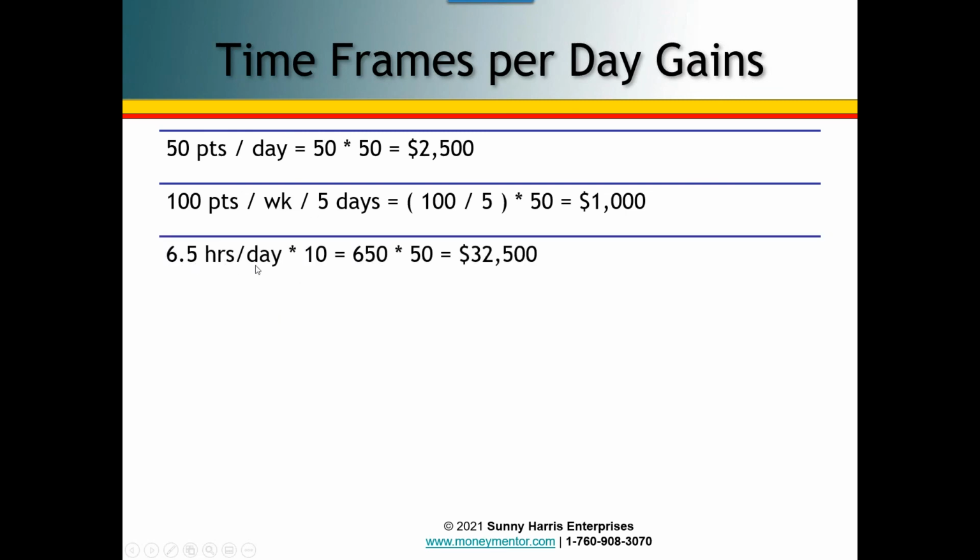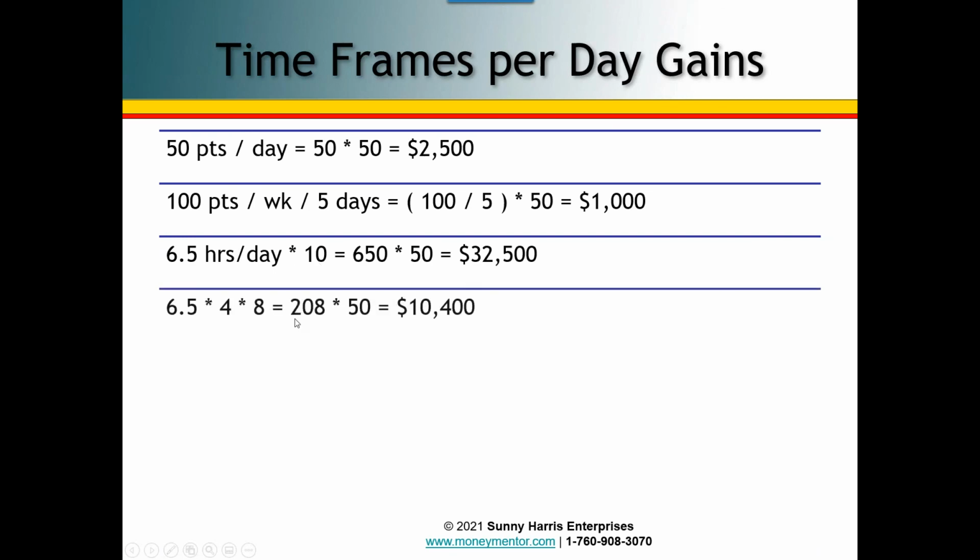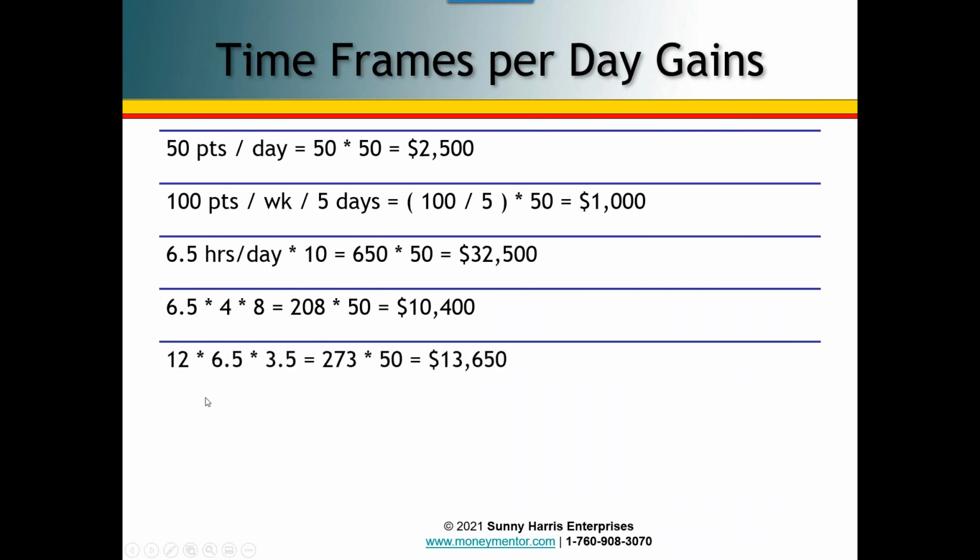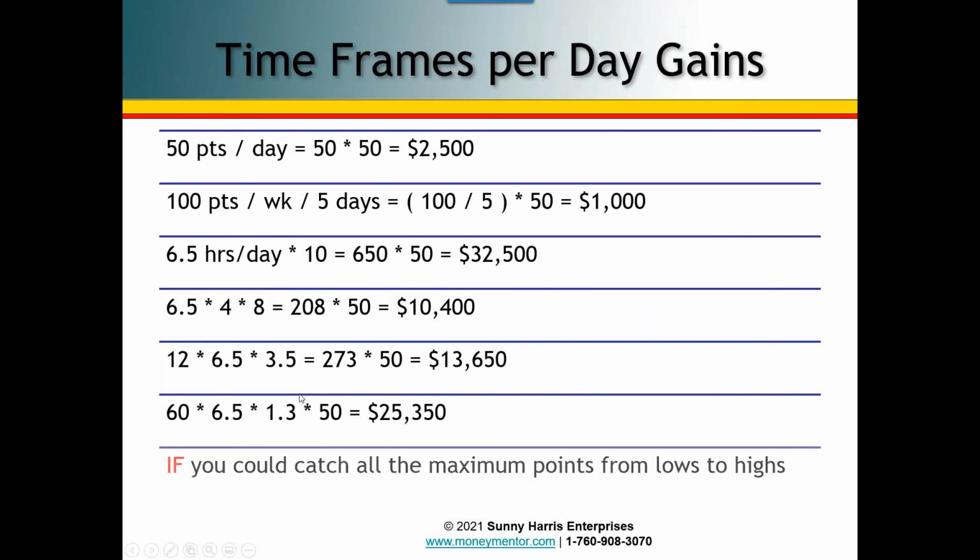If you could trade 6.5 hours a day times 10 points, you can make 32,000. 6.5 times 4 times 8. What on earth is that for? I forgot entirely what I was doing. Well, 6.5 hours per day times 12 days times 12 points times 3.5. I better skip this chart. I don't remember what I was doing.